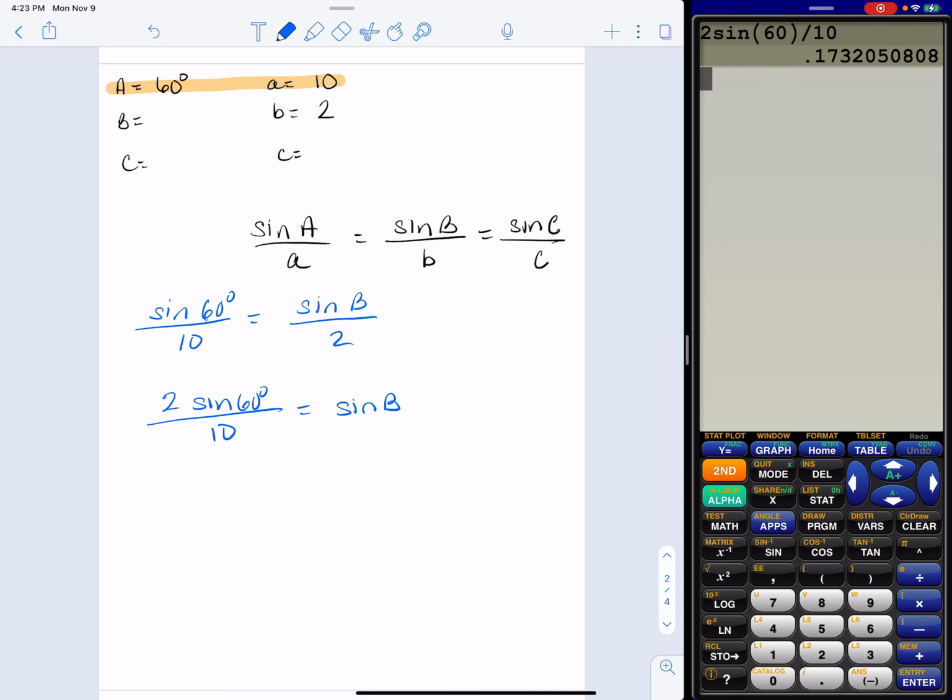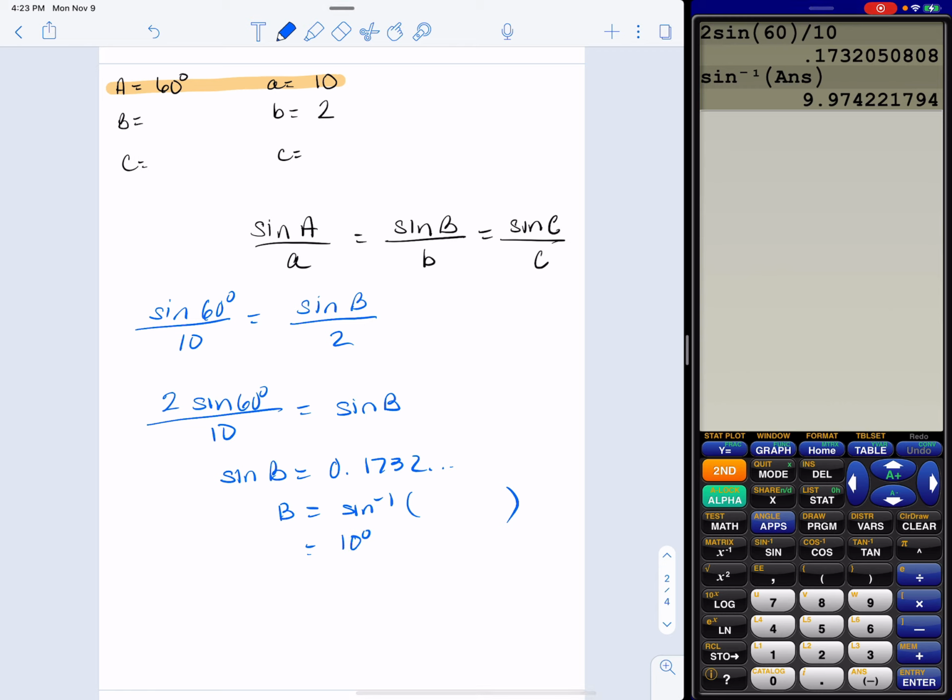So I'm just going to write this down for reference. So sine of B is equal to 0.1732... And that means that B is the sine inverse of that. And I have a little button on my calculator that will help me do that. So I have inverse sine, and I'm going to hit the ANS, which is above the negative key, take the inverse sine of the previous answer, and that turns out to be, I'm just going to call that 10 degrees since it's so close. So that means B is 10 degrees.